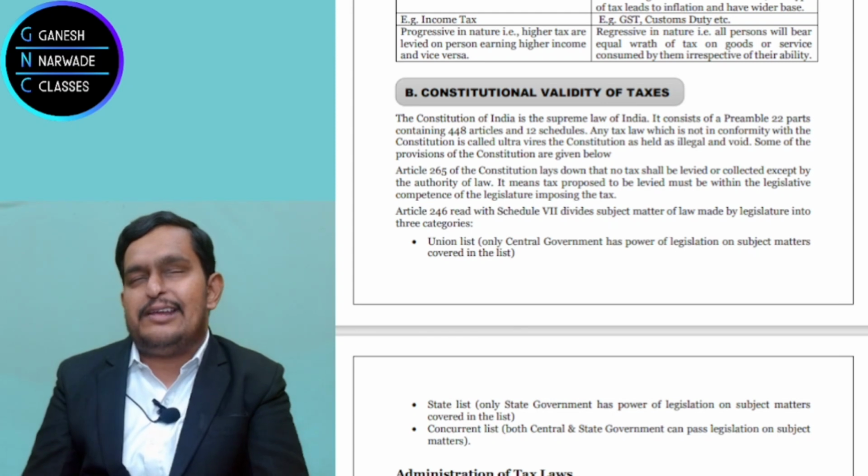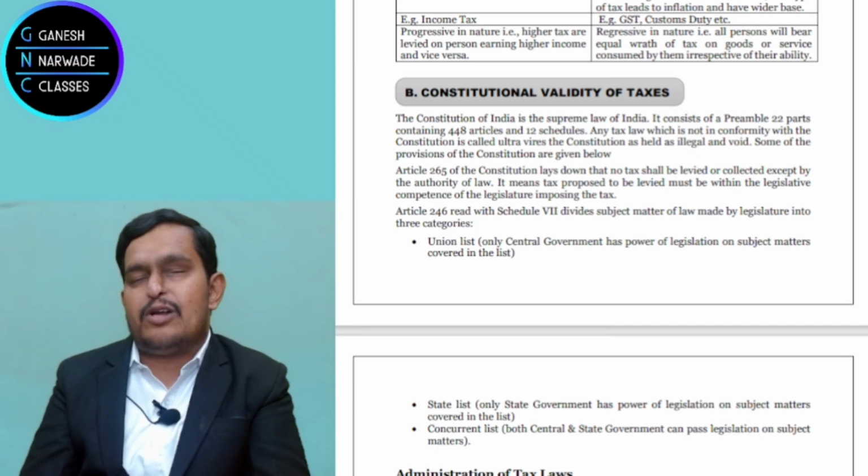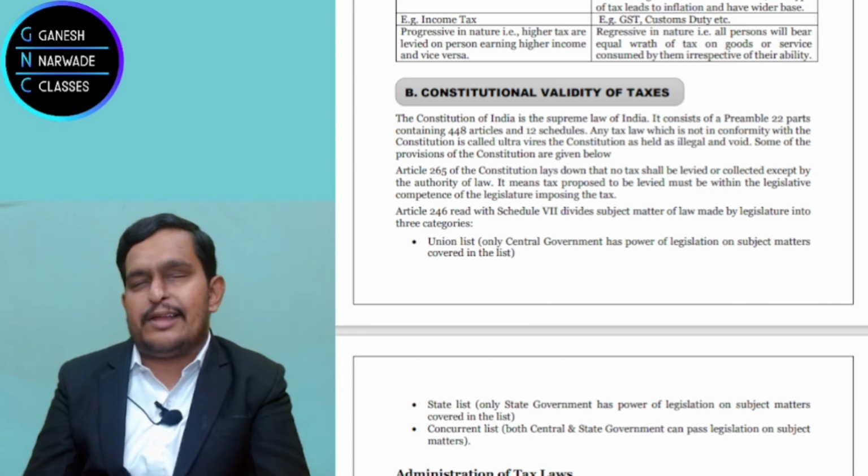So let's divide incomes into 2 parts. One is agricultural income. Who has the power? State government has the power. All other incomes, central government, list 1, has the power to levy tax. Similarly, on import and export of goods, central government has the power to make the law. So are you able to understand what I said?